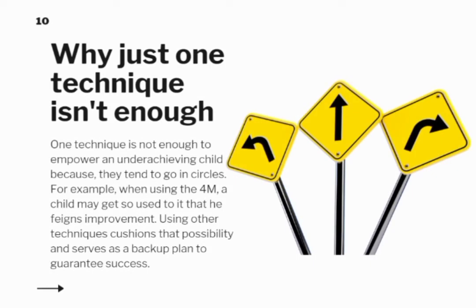Now you need to master more than one model. This is because they tend to go in circles. At times you think they've improved because they are faking it. So if you use just one model, you will not be able to understand whether the child has truly improved or not, or it may even be slow, because a particular technique might not be significant enough to make changes.